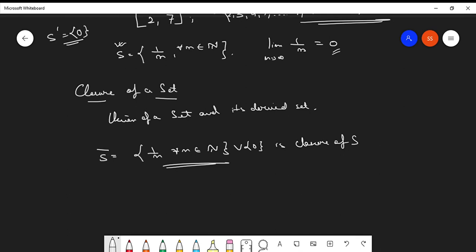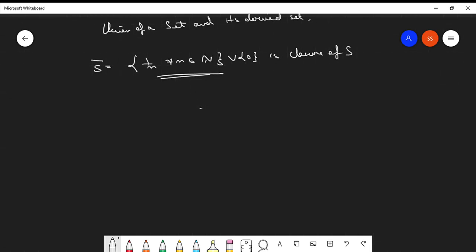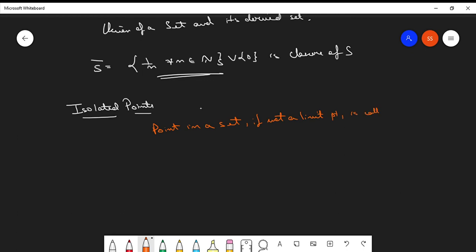Is this point clear? A similar terminology is isolated points. So what do isolated points say? A point in a set, if it is not a limit point, is called an isolated point.